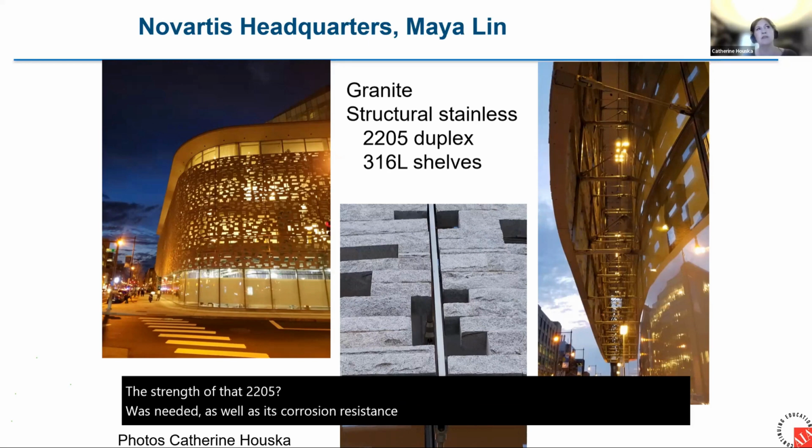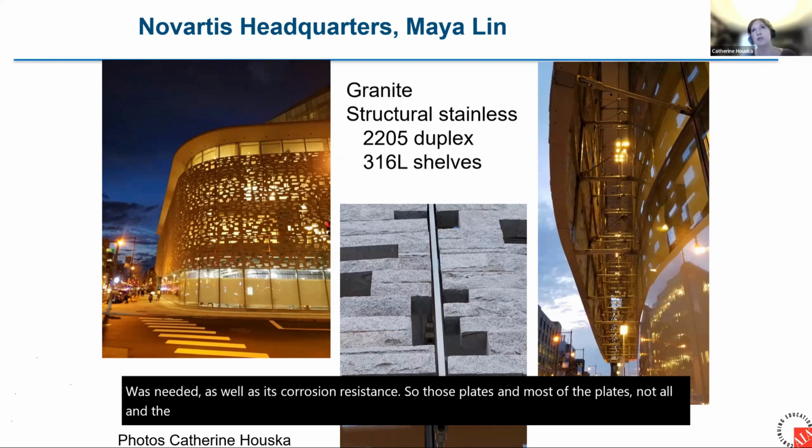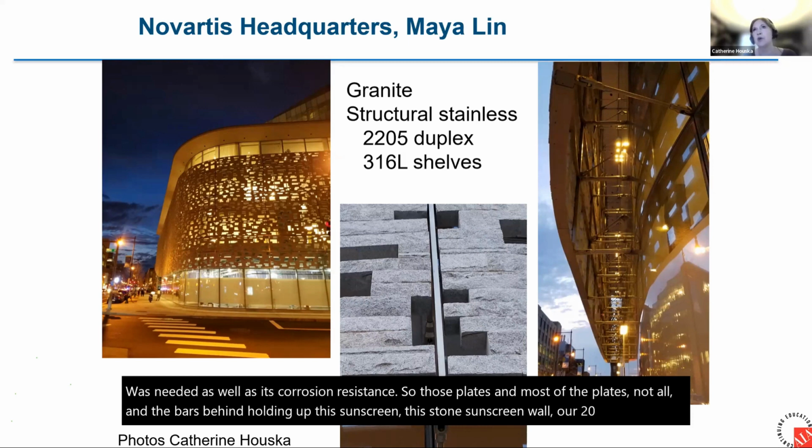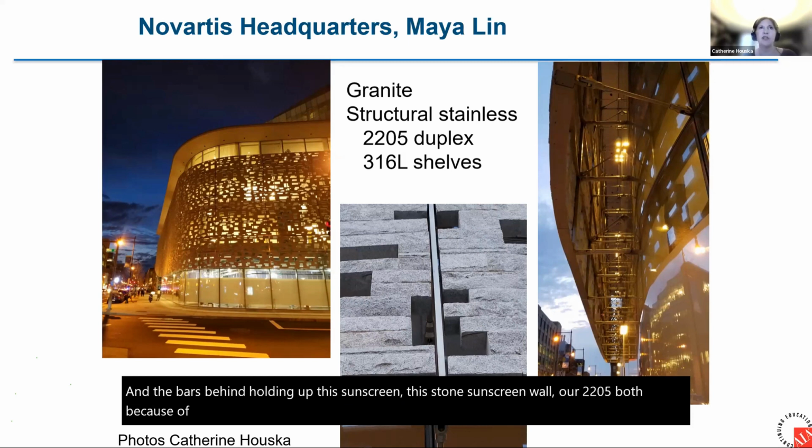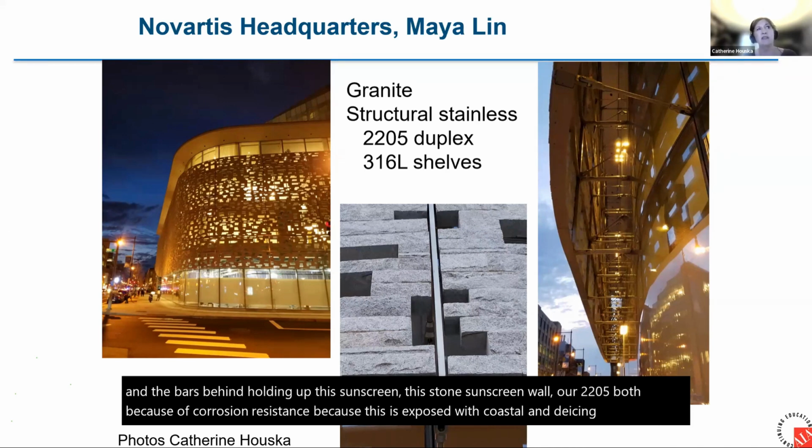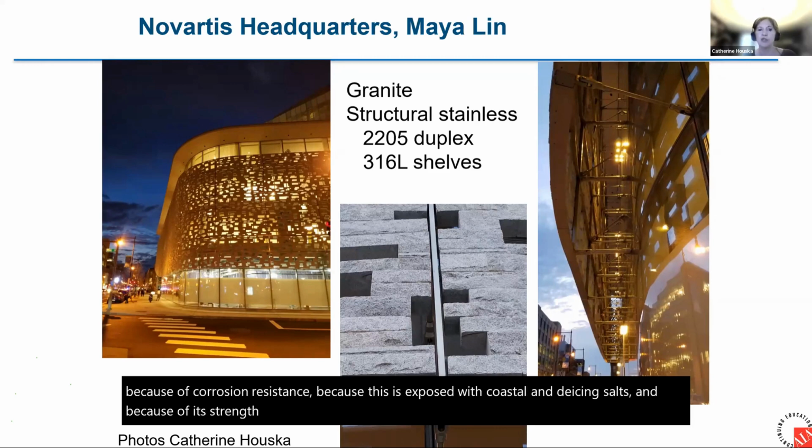So those plates, and most of the plates, not all, and the bars behind holding up this stone sunscreen wall are 2205, both because of corrosion resistance, because this is exposed with coastal and de-icing salts, and because of its strength. Otherwise, much larger sections would have been needed, which would have been detrimental to the design intent.